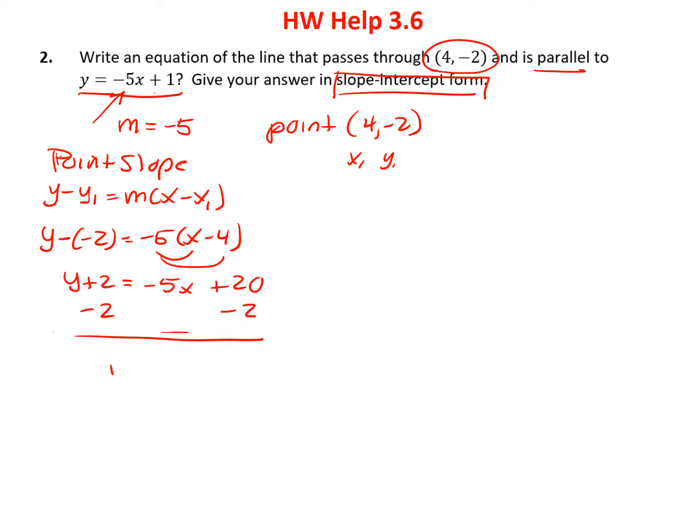And our final answer will be y equals -5x +18. And that's the line that is parallel to this line. Notice they both have a slope of -5, but it goes through a different point, 18 instead of 1, and it goes through the point (4, -2).